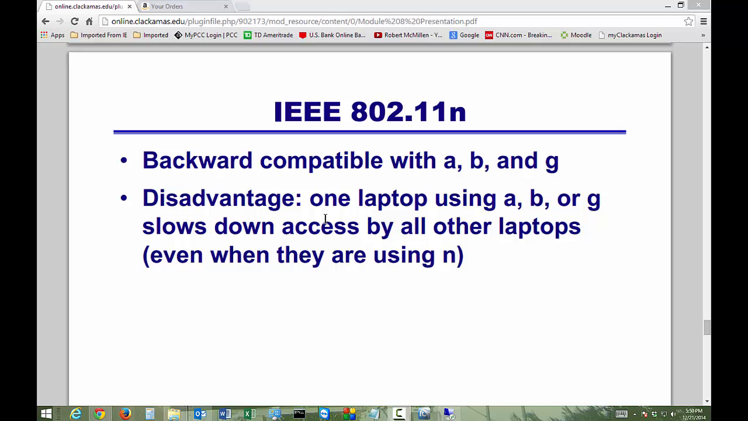So one disadvantage is if you do decide to broadcast your N access point on anything other than N, such as A, B, or G, then as soon as somebody connects using one of those other ones, it will diminish the speed of N. It just is not that greatly compatible with the older standards. So I recommend that if you do N, you only do N. If you do G, you only do G. And if anybody can't connect, then you upgrade their equipment. That way, the rest of the company doesn't have to suffer because a few people are on older technology.